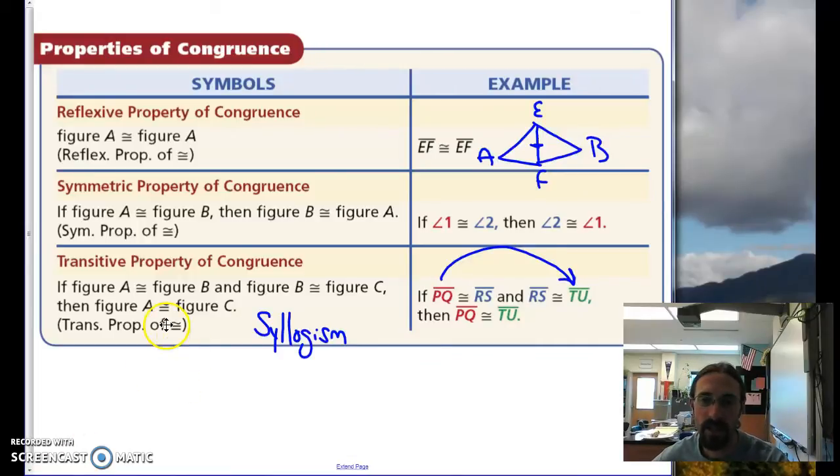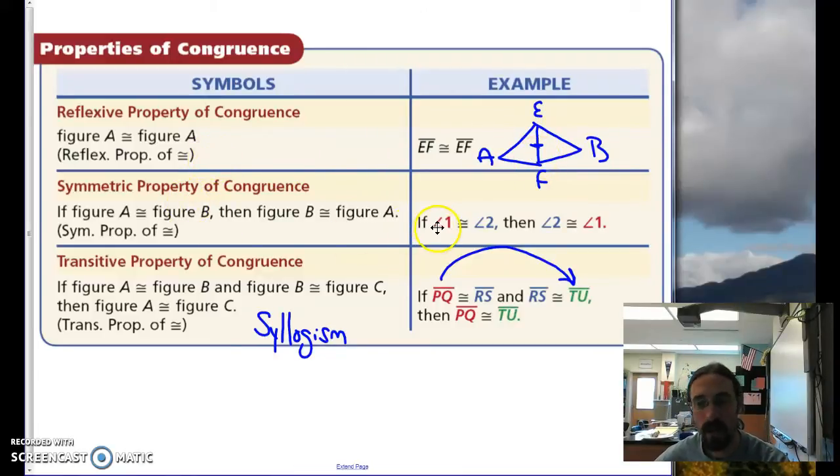What I'd like you to do is get these properties of congruence written into your notes. Again, reflexive property of congruence. One thing is congruent to itself. So in this diagram here, I've got a triangle AEF, and I have another triangle BEF. Well, they both share this segment EF. And this is really important later on. You're going to use this step a lot, where you're saying one part of one figure is congruent to the same part in another figure, and that's reflexive property of congruence.